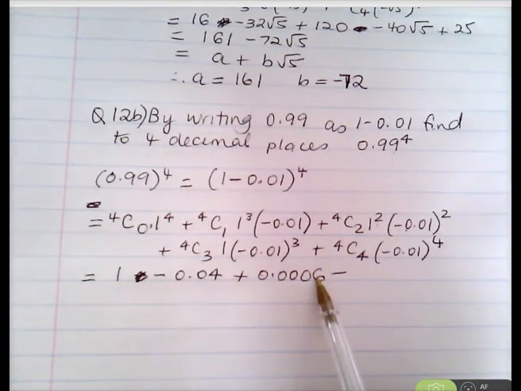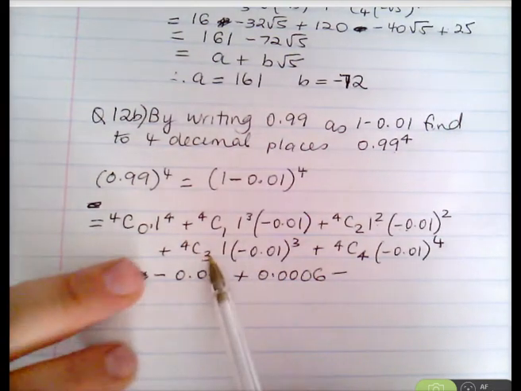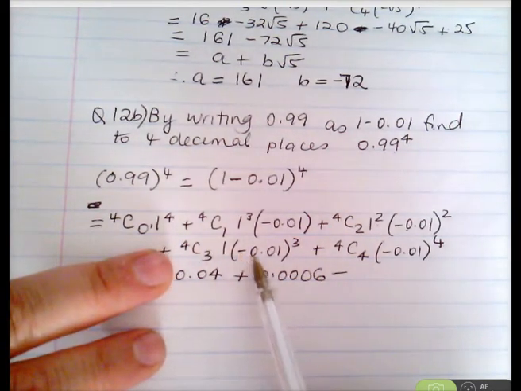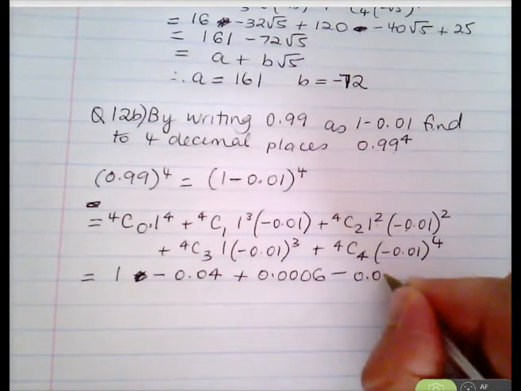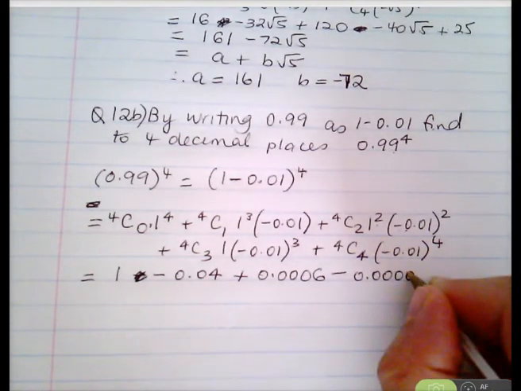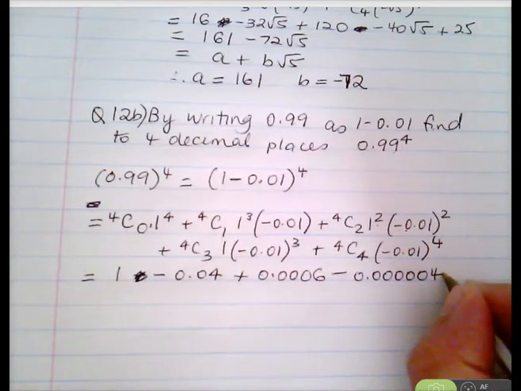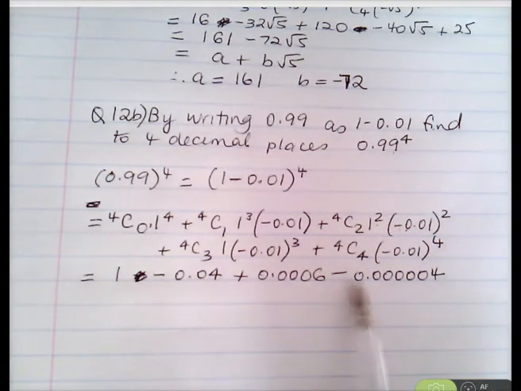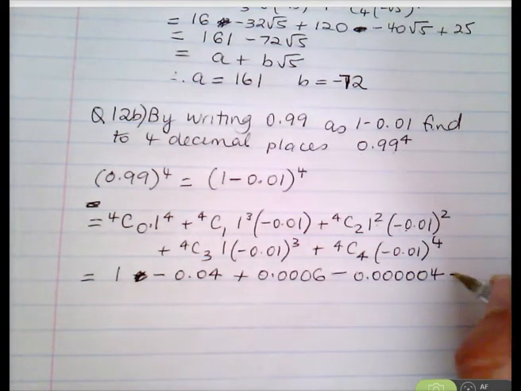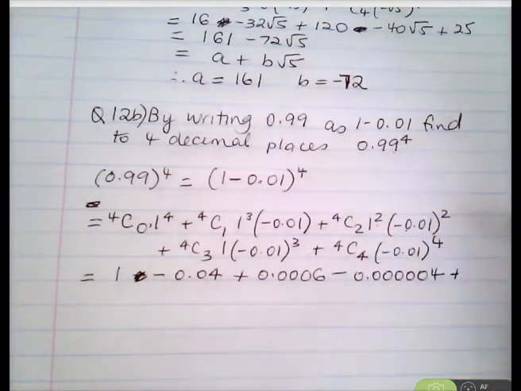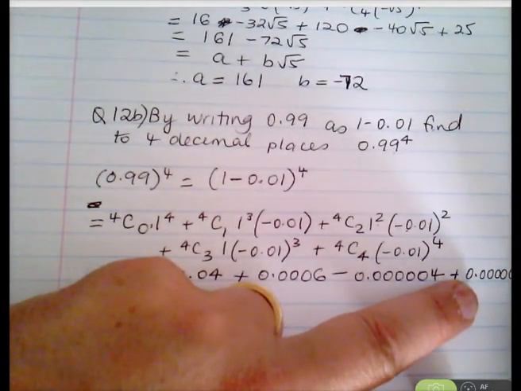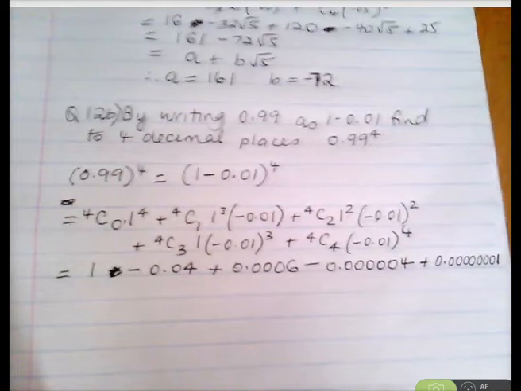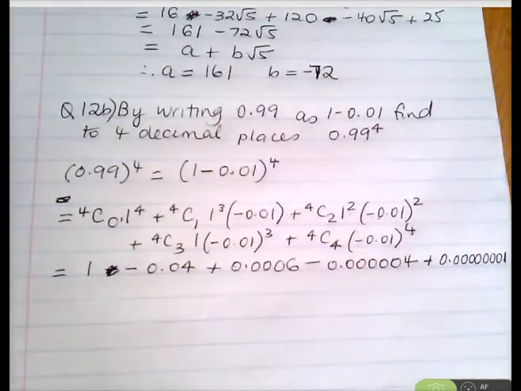1, 2, 3, 4, yep, that's correct. Then 4 choose 3 we know is 4, times negative 0.01 cubed. We're going to get minus 0.000004, and the last term is going to be positive, and 4 choose 4 we know is 1, so we're just going to get plus 0.00000001, where we've got 7 zeros and a 1 on the end.